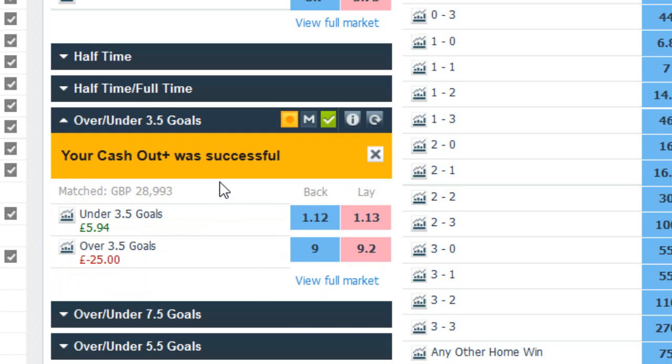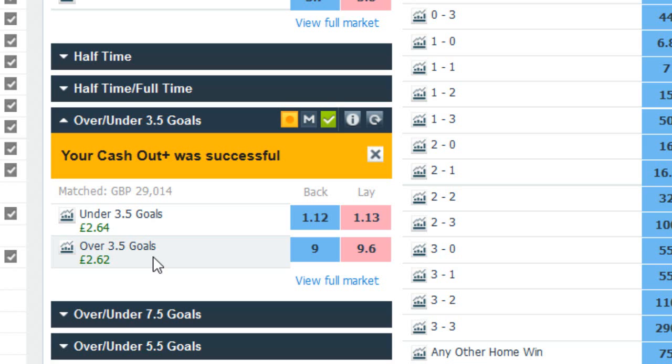And there we are, cash out successful. So whatever happens, I've now made a profit. Let's say if it's £2.62, then if we divide that by 25, that's a return on investment of about 10.5%, which is not bad for 20 minutes work, and is a nice easy way of making money.